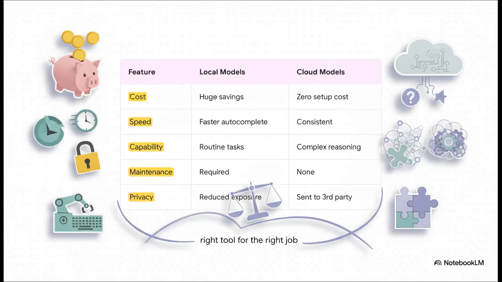When you look at the comparison, it becomes pretty clear. Yeah, local models absolutely crush cloud models when it comes to cost, and they can feel way faster for simple stuff like autocomplete. But let's be honest, for really complex, deep thinking and reasoning, a beast like GPT-4 is still in a different league. The real takeaway here is that it's not an all-or-nothing game. The smart move is to use the right tool for the right job, a hybrid approach.